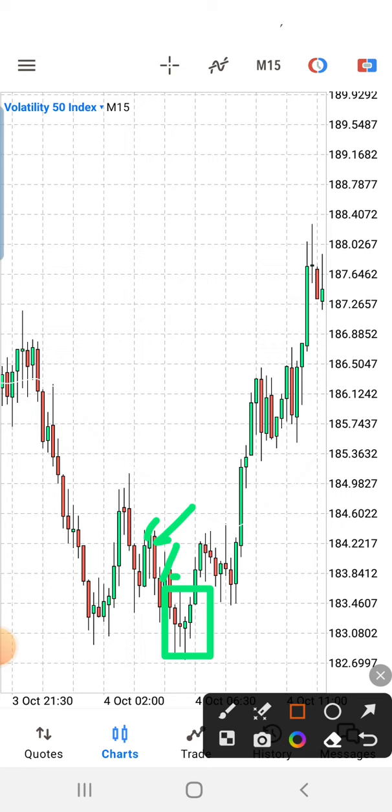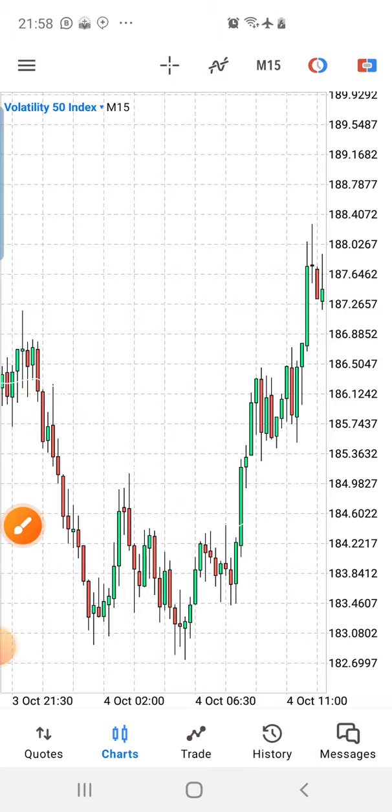Another thing is the wicks and the size of the candlesticks at that point, which is actually showing the sign of weakness among sellers at that point. So this is exactly the next thing you need to check after seeing your double top or double bottom. You must see weakness among sellers before you start buying.